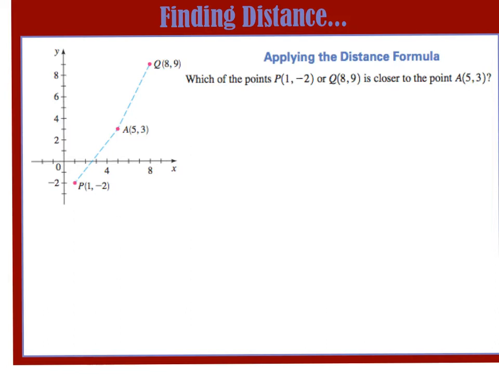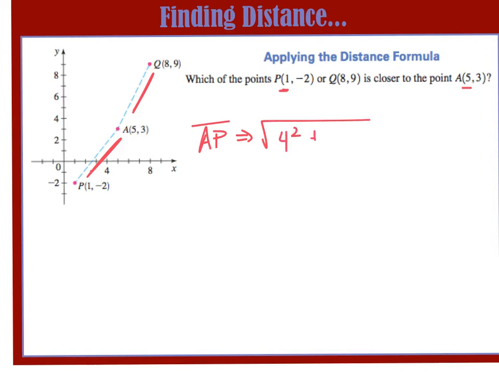So we need to figure out which one's closer. And the way we do that is we need to figure out what the distance is from A to P and A to Q. So we'll do AP first. So we're going to do this distance formula. So it's the square root of, what is the distance between A and P? So what is the difference of my x values? 4. So I'm just going to say 4 squared.